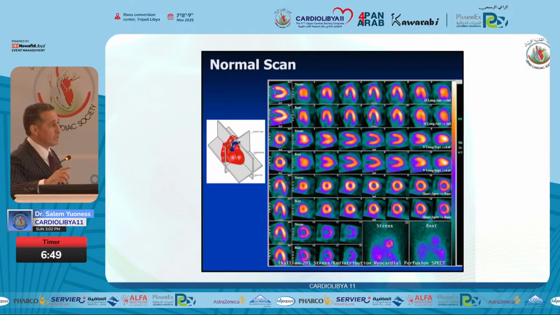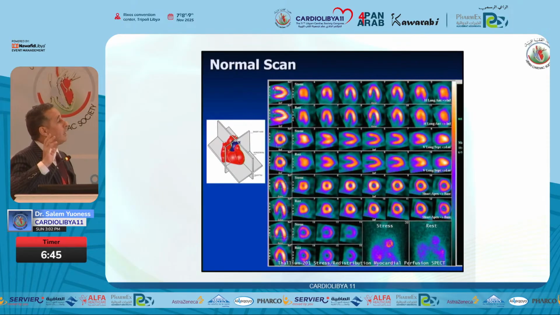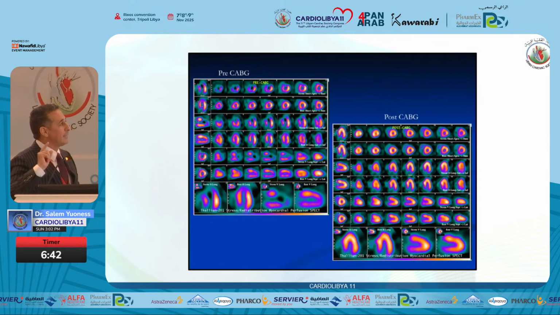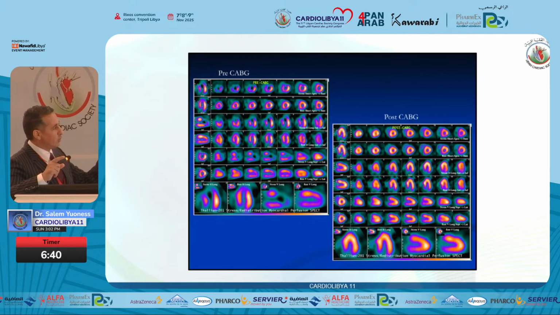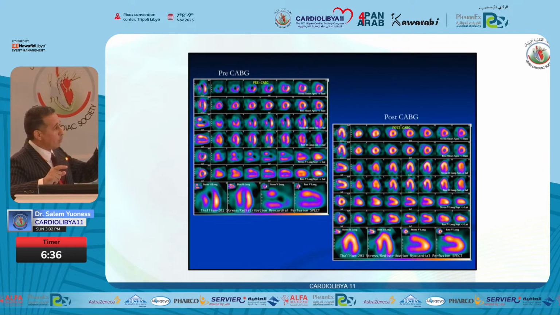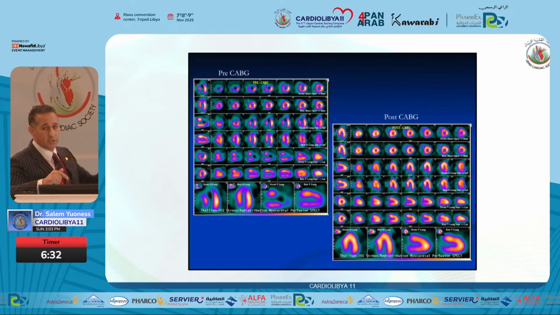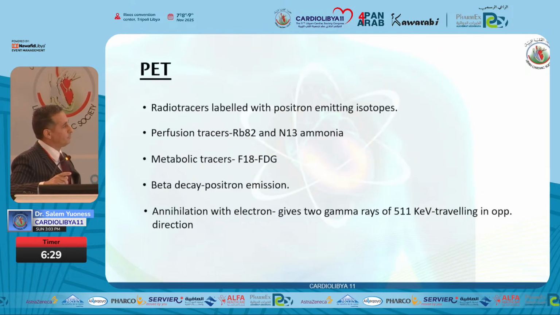So this is a normal scan. Good donut shape, good perfusion all over the left ventricle walls. They have no problem. This is a pre-CABG scan on the left side. You can see there is LAD disease, the anterior wall and the anteroseptal wall. You see the filling defect. Then the patient went for a CABG surgery, and you have a normalization of the anterior wall and the septum.